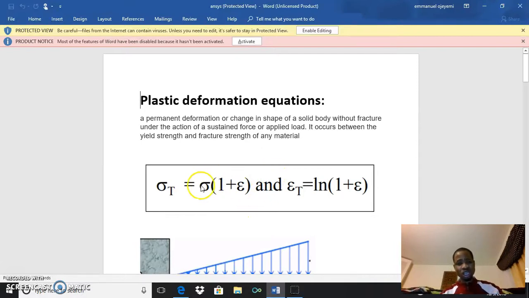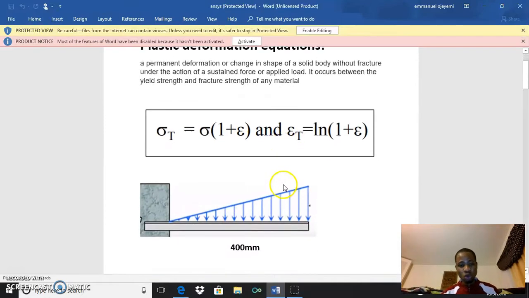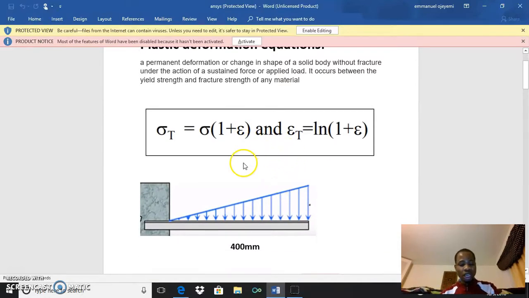And this is the equation that I'm going to use. I just want to verify this equation. I know the equation is right. I want to use ANSYS to verify this equation. I want to use this beam. One end of the beam is going to be fixed. It's going to be a cantilever beam, and the load that I'm going to apply is not going to be a constant load. As you can see, it's going to be a varying load. It's not going to be a constant load.